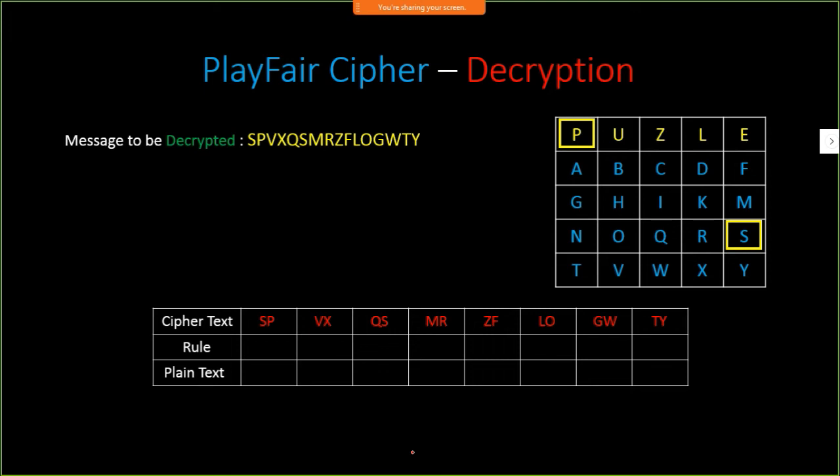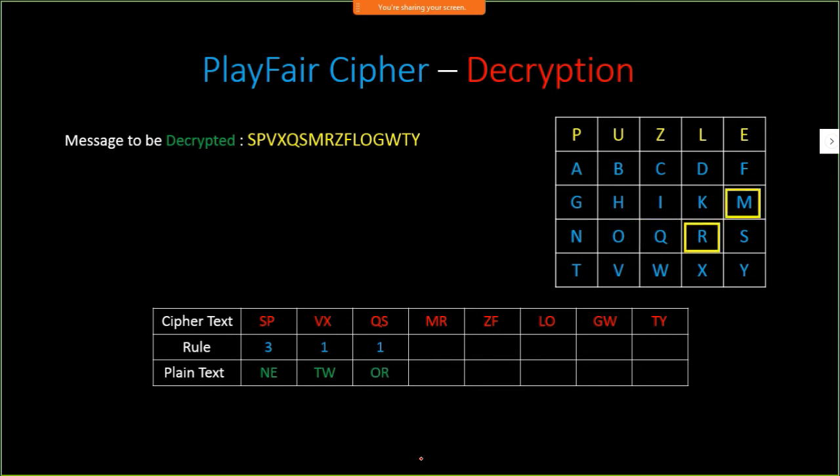SP. So it is rule number 3: create an imaginary rectangle. So S is replaced by N and P is replaced by E. So we got N and E. After that it is VX. We know rule number 1, the left of the letter, to decrypt. So V's left letter is T and X's left letter is W. So it is T and W. Similarly, QS is O and R.